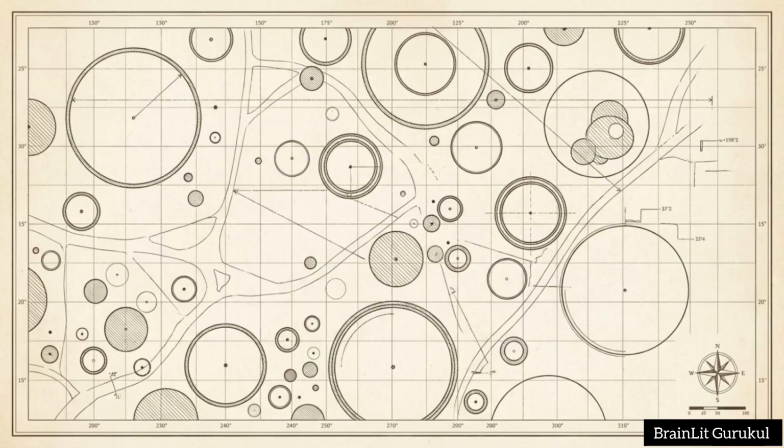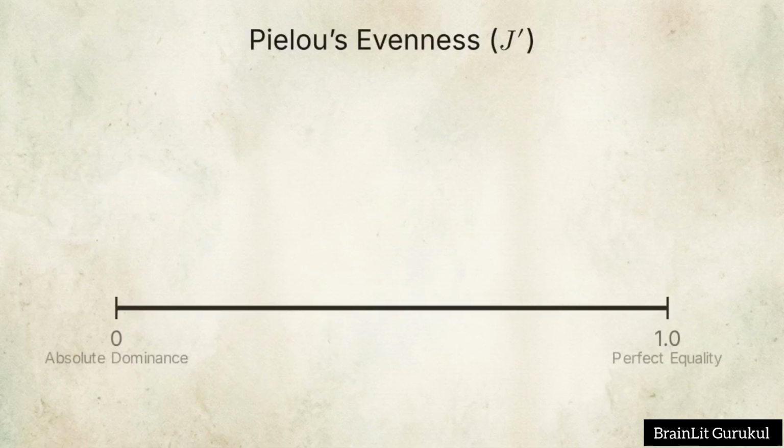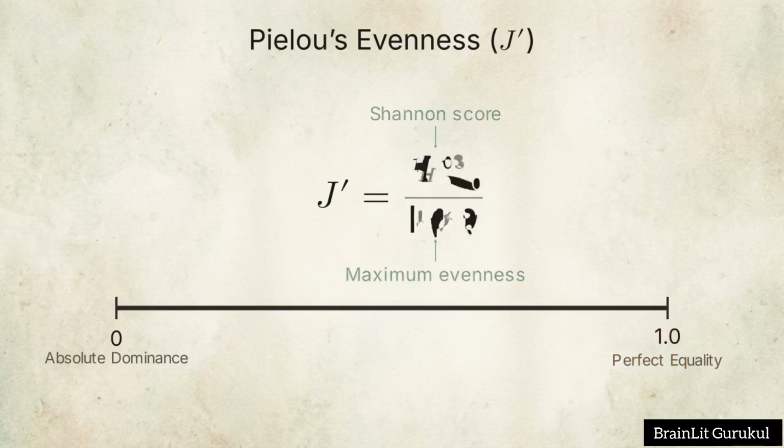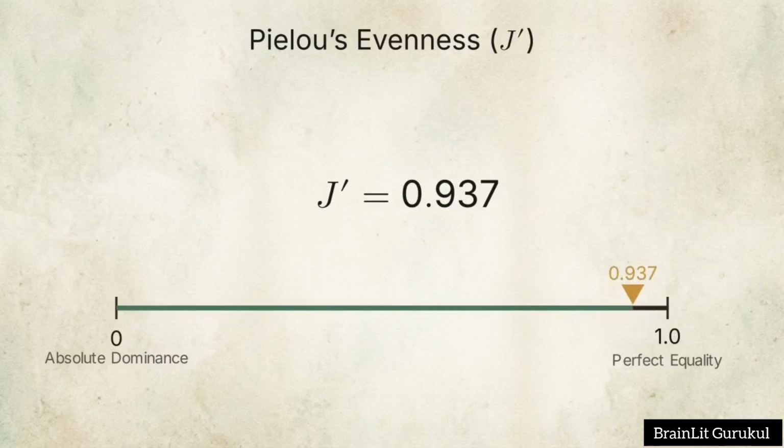Researchers often need to strip away the total species count and look exclusively at the mechanics of population distribution. This gauge tracks Pielou's evenness, a tool for isolating pure equality in a habitat. It takes a community's Shannon score and divides it by the theoretical maximum. The output is a ratio, where 1.0 represents perfect mathematical equality among all species. Here, our sample hits 0.937.